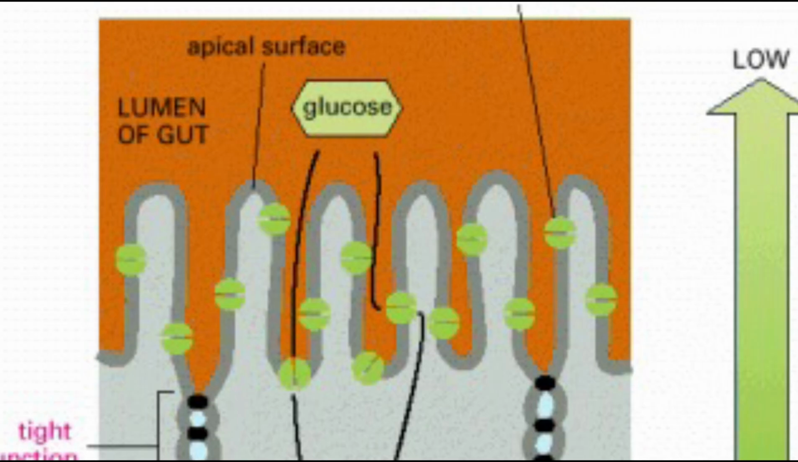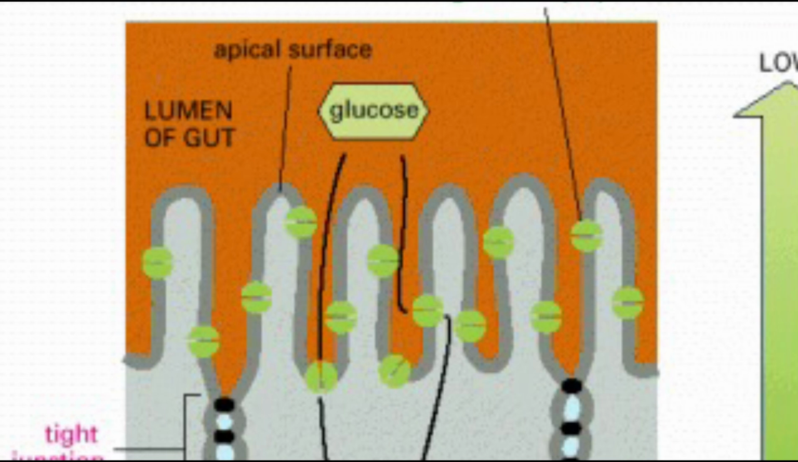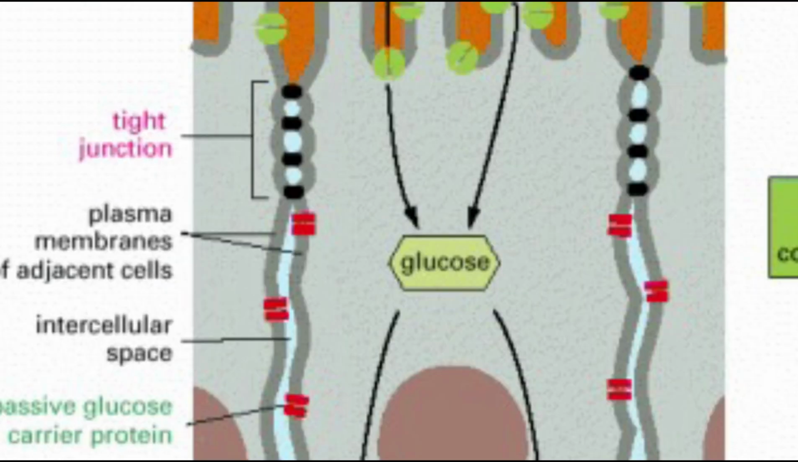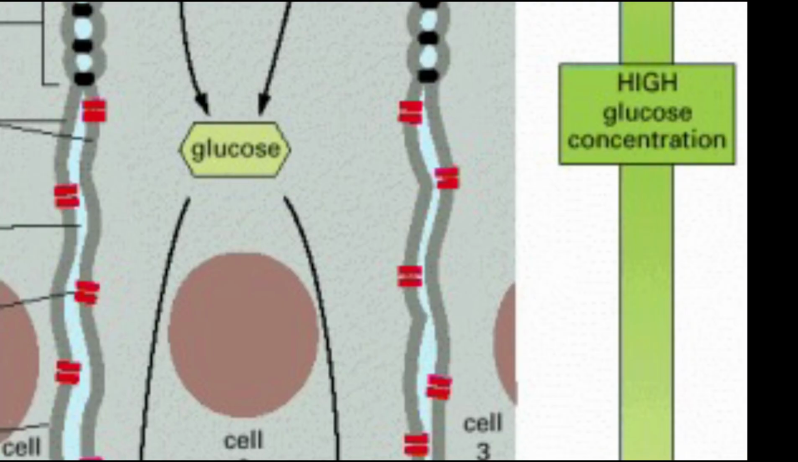It consists of polarized epithelial cells. So in this diagram we can see cell 1, cell 2 and cell 3. They are involved in active transport at the apical surface, that is facing the gut lumen, then facilitated diffusion at the basolateral surface which is facing the blood, and the tight junction which prevents the backflow. The glucose concentration gradient is high inside the cell and lower in blood and lumen.